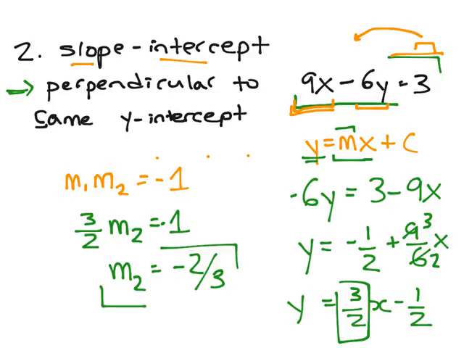And since we've already rearranged this into the slope-intercept form, we found our y-intercept, -1/2. So our line is now y is equal to -2 over 3 x minus 1/2.